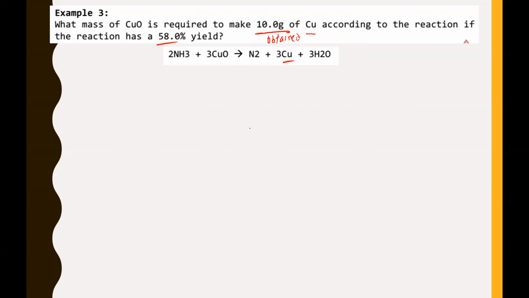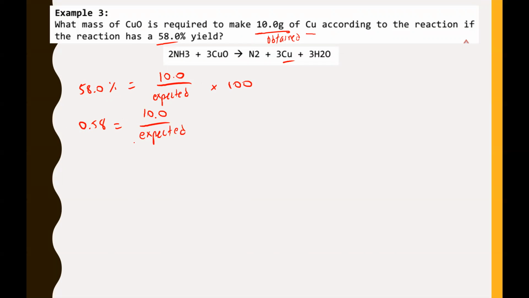So maybe what we should do is use our percent yield first, because we know nothing about this CuO. We're trying to find the mass, so it's almost like we're working backwards here. Let's use that percent yield first. So 58.0% equals our obtained, which we know is 10.0, over our expected times 100. If we divide away the 100 first, we have 0.58 equals 10.0 over expected.